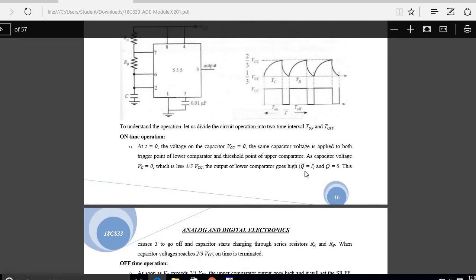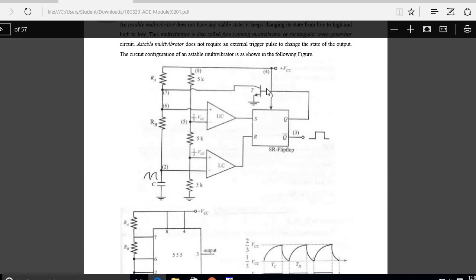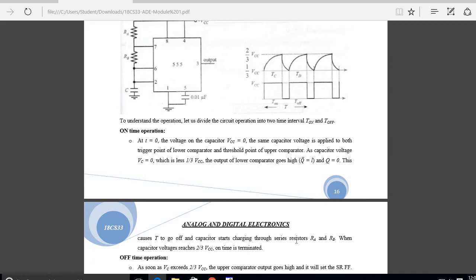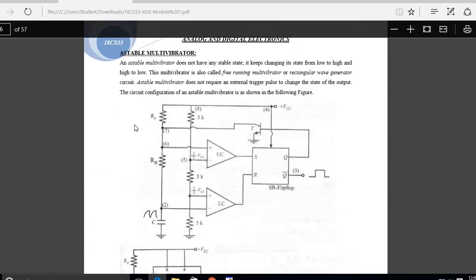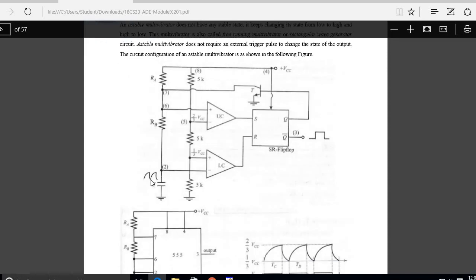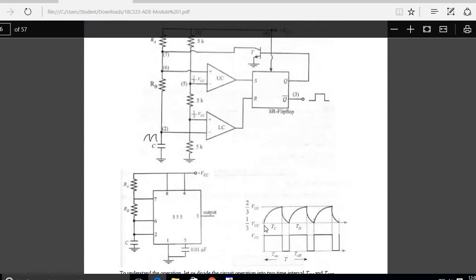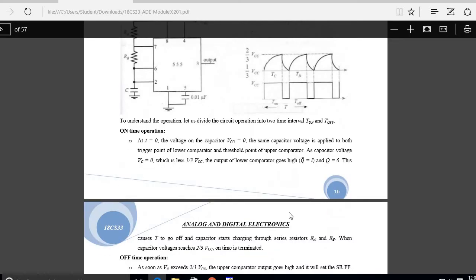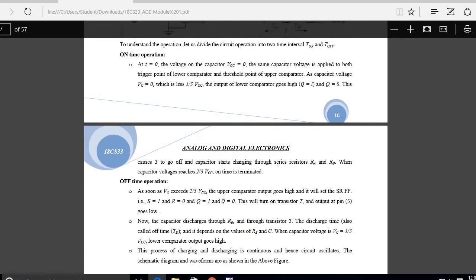Q equal to 0 means Q is internally connected to the transistor, so the transistor is in off condition. See here, the transistor is off. So the capacitor starts charging through the resistors RA and RB. See in this waveform, the capacitor charges from 1/3 VCC to 2/3 VCC through RA and RB. This is the T on time operation.